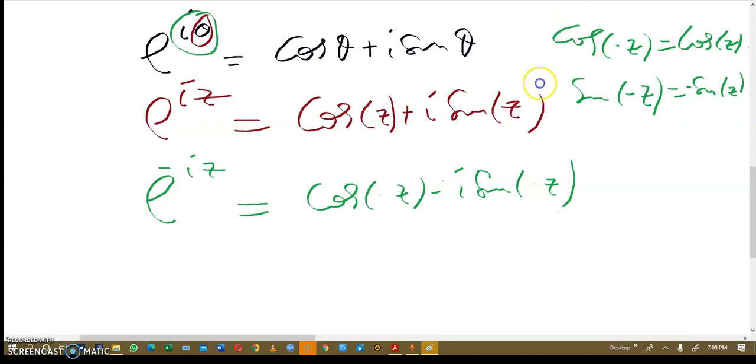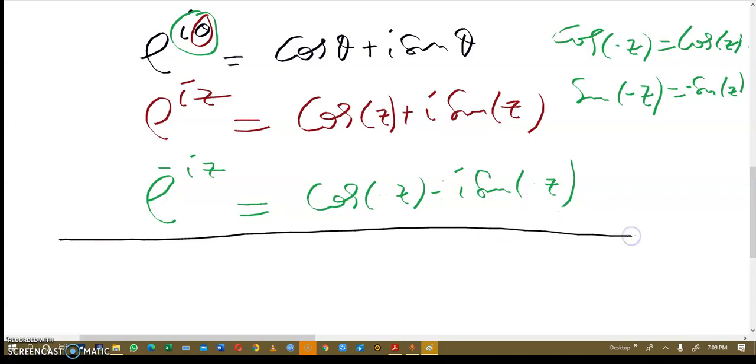So we've used these identities that are here to change the expression. Hope you followed that. If you didn't get any part, you can comment in the comment box below.